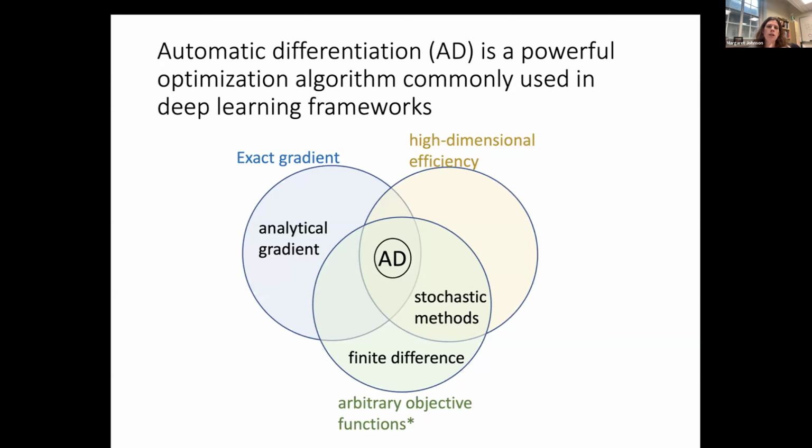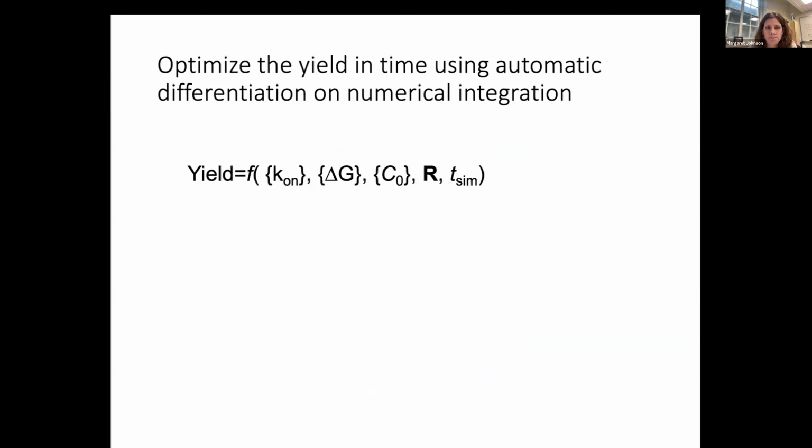So it turns out if you can numerically solve something and all of the steps in your algorithm are differentiable, then you can compute the gradient of any algorithm. It doesn't have to be a neural network. And so that's what we're using. We're applying autodiff to the numerical integration that we're doing of our functions.